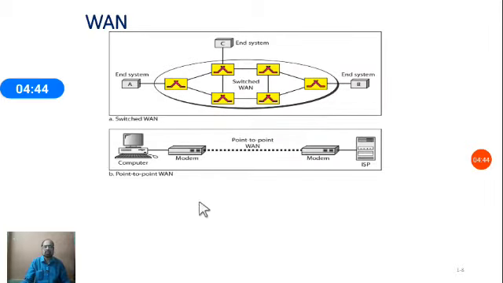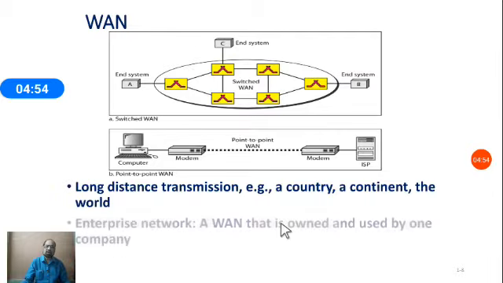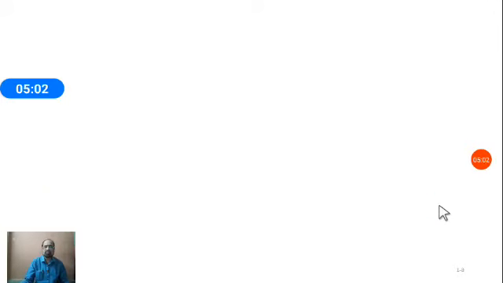Observe it, it may be point-to-point communication or long distance transmission. A country, a continent in the world, they are connected through the WAN, wide area network. Enterprise networks: a WAN that is owned and used by one company.